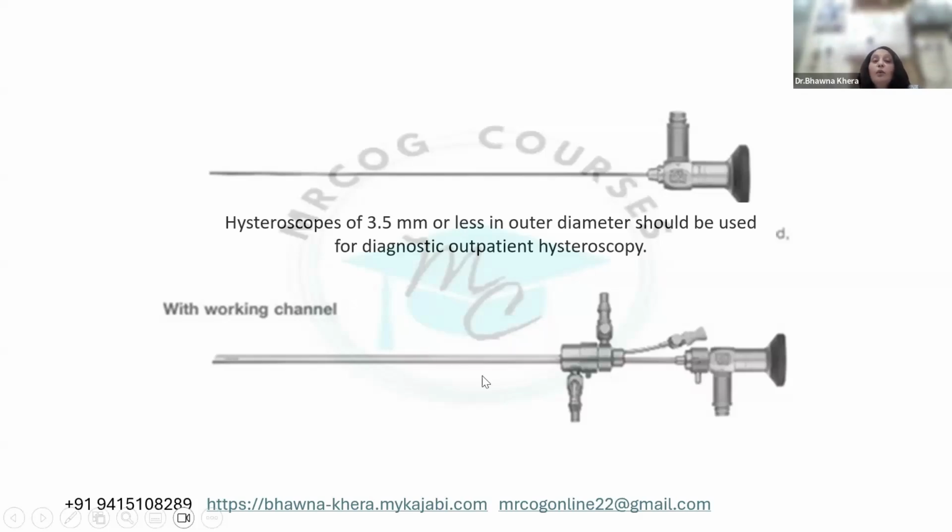This one, the thicker one, which is 5 mm, 6 mm, has the working channel. They are the thicker scopes, and we use them for the operative purposes.